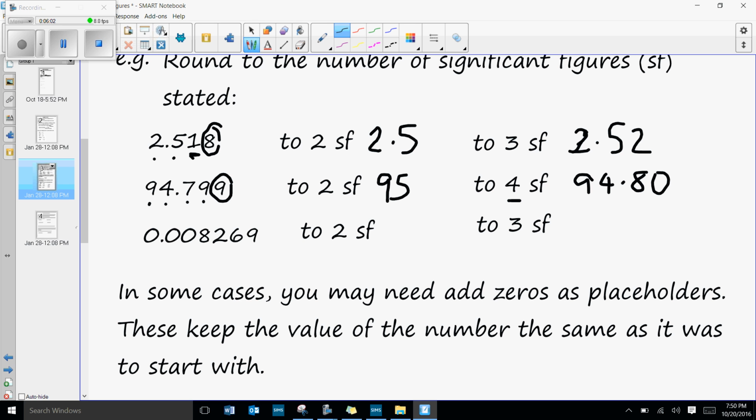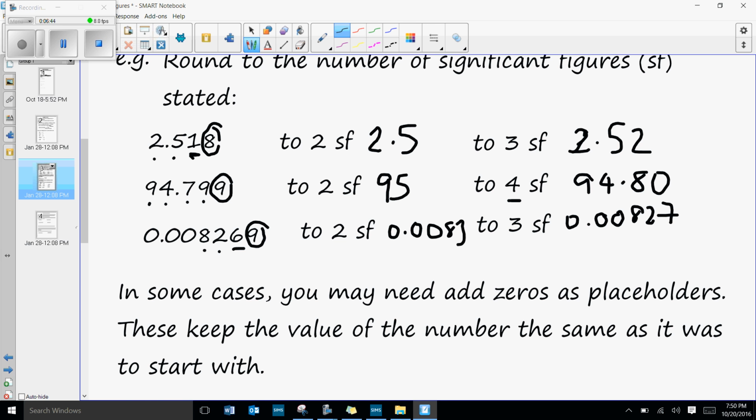The final 2 examples, 2 significant figures. We don't start counting until the 8 and then the 2. Circle the 6. The 6 is more than 5, so this becomes 0.0083. If I were to now round that to 3 significant figures, 1, 2, 3, it's a 9, so it would become 0.00827.